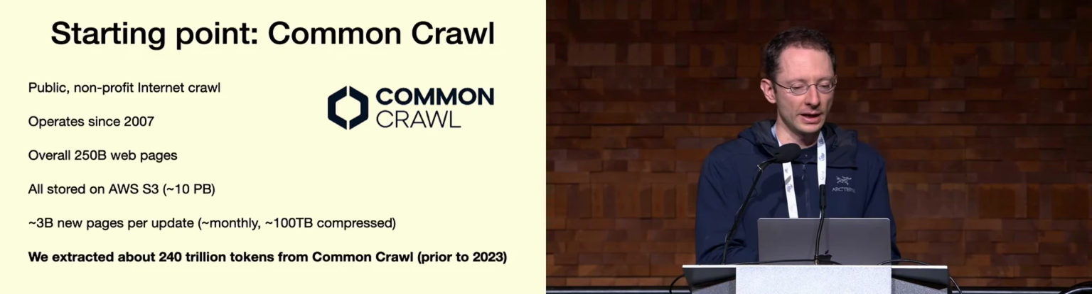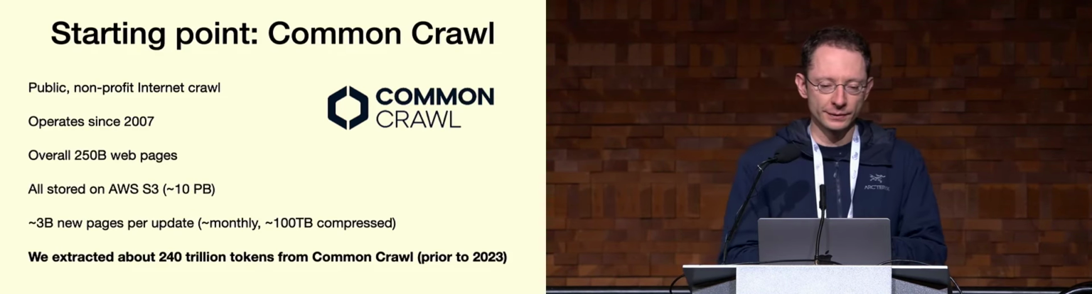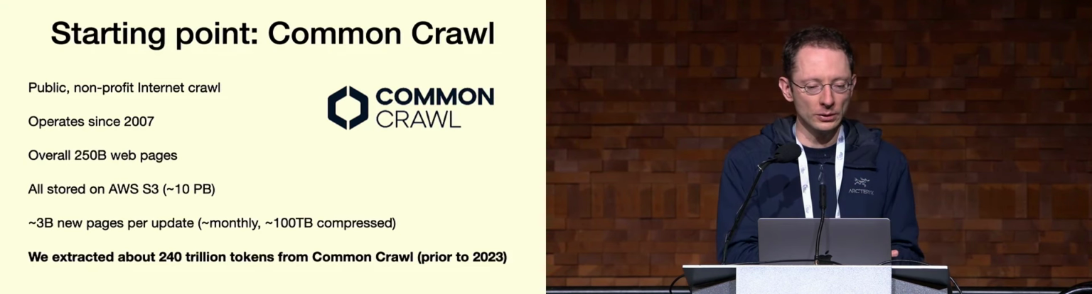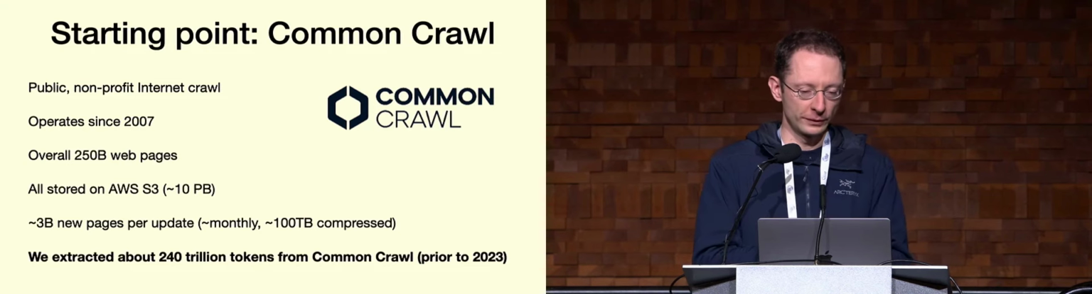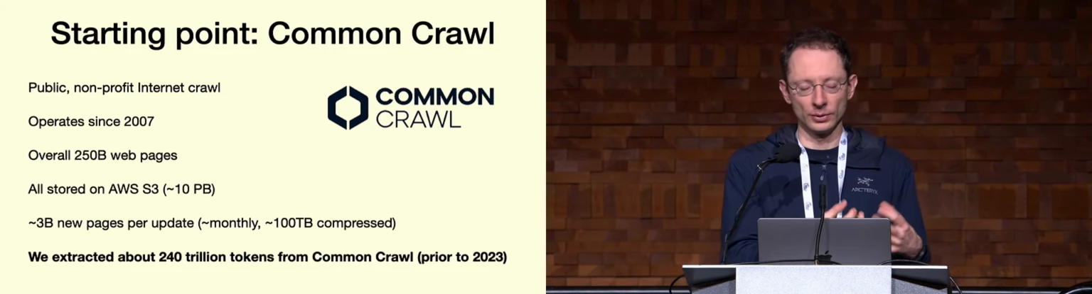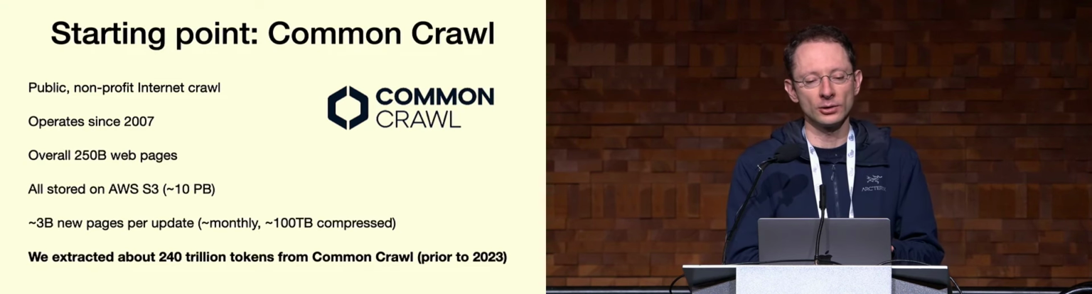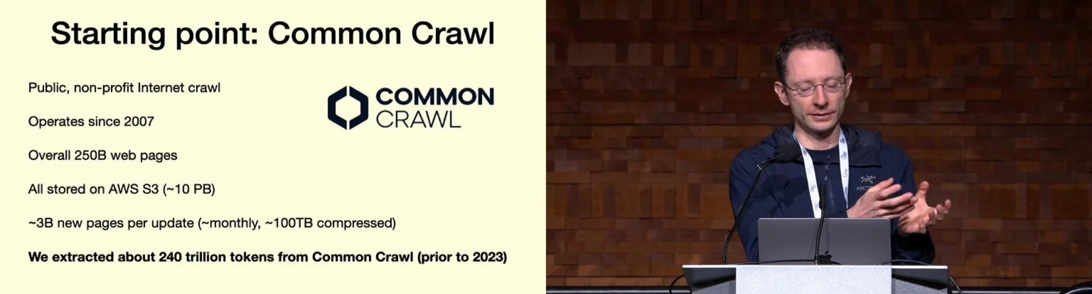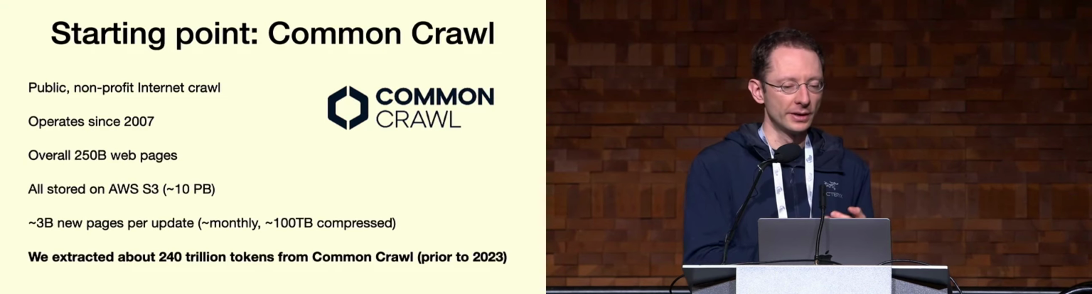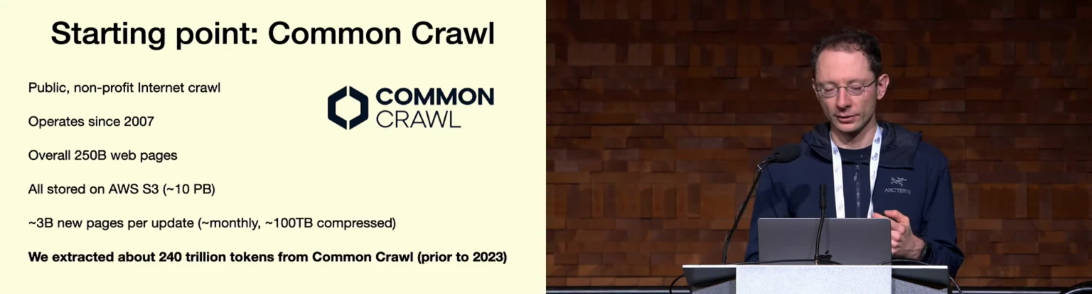And in total, they have accumulated about 10 petabytes of data that is stored in an S3 bucket, freely available for everyone to download, and contains about 250 billion web pages. And basically, this is the candidate pool that we provide as part of DataComp for people to start their data filtering experiments. So overall, if you do text extraction on top of that, you get about 240 trillion tokens.